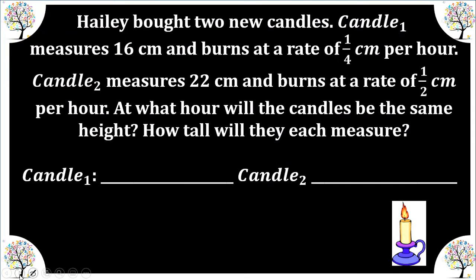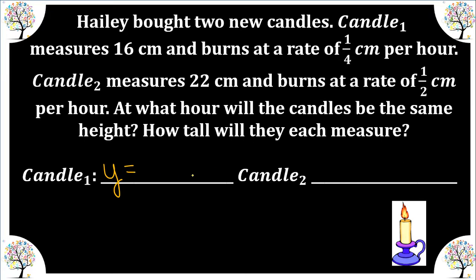Let's take a look at our first example. Haley bought 2 new candles. Her first candle measures 16 centimeters and burns at a rate of 1/4 centimeters per hour. Her second candle measures 22 centimeters and burns at a rate of 1/2 centimeters per hour. We are asked to find out at what hour would the candles be the same height, and what will that height be? So let's represent the total height, which will be y, for candle 1.